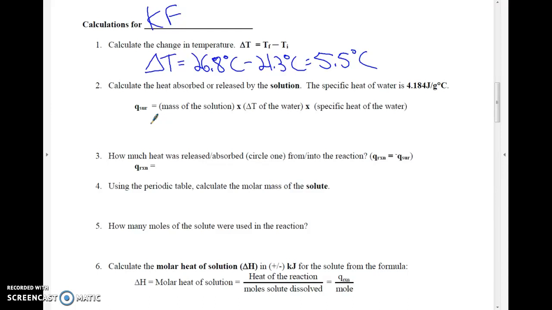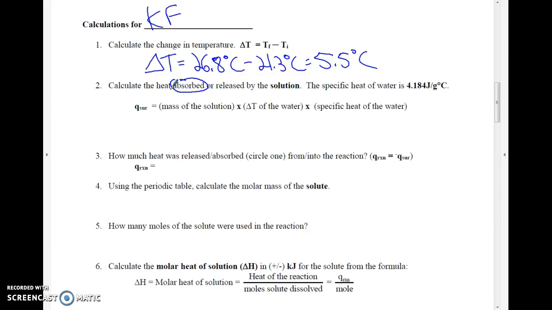Now since our solution went up in temperature, it went up by 5.5 degrees Celsius, what happens is the solution absorbed all of that heat that the chemicals released. Remember, there's 2 points of view when you're looking at this. You have the point of view of the chemicals and you have the point of view of the surroundings or the solution. If the solution went up in temperature, it means it absorbed heat. So the chemicals had to release that heat.